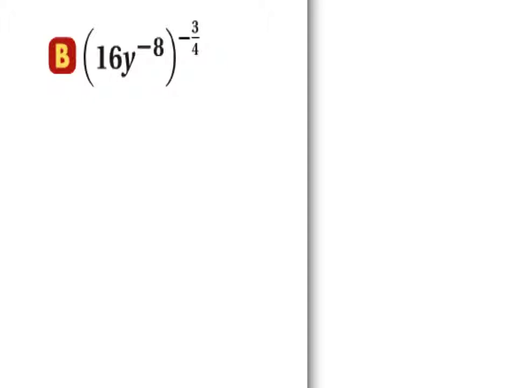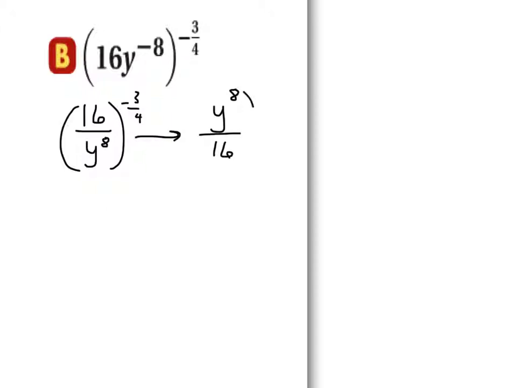So because this is only y to the negative 8, the 16 is not to the negative 8. So since it has a negative exponent, I need to move it to the bottom of a fraction. So really this is 16 over y to the 8th, to the negative 3/4 power. Start with the inside one first. Now I'm going to use the outside negative exponent. So when we have a negative exponent again, that tells us I either need to move it to the bottom or the top, or if it's a fraction, I need to flip it. So this now becomes y to the 8th over 16, all to the now 3/4 power, because it's positive because I flipped the fraction.